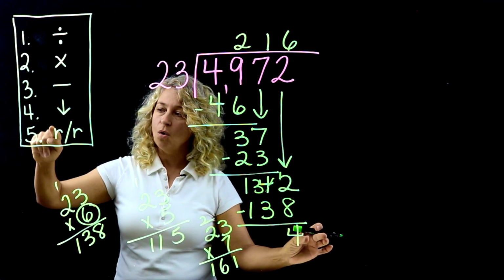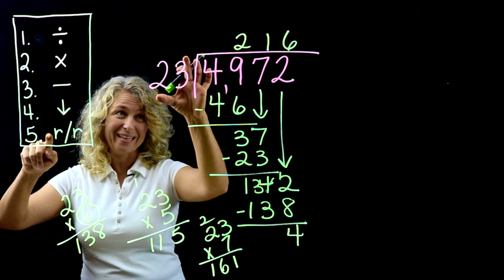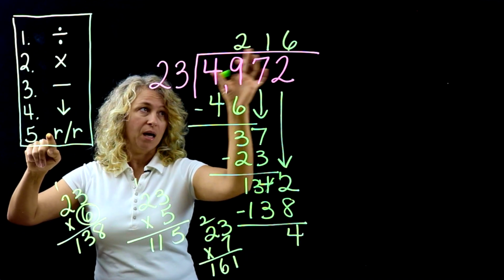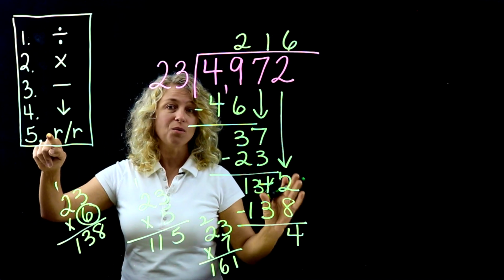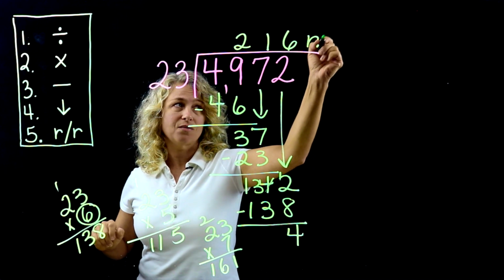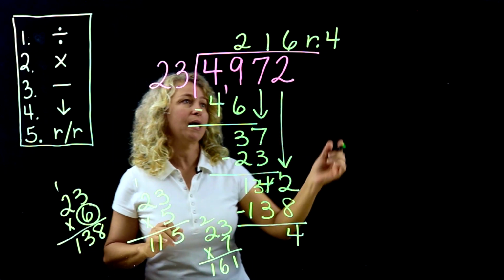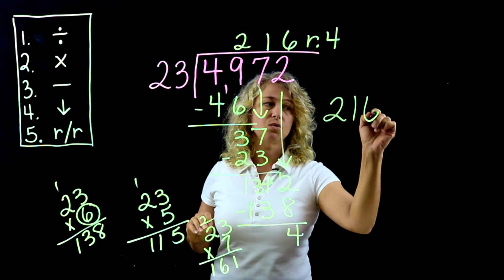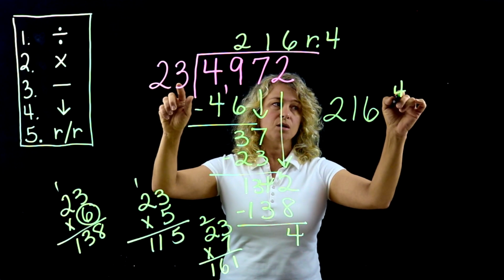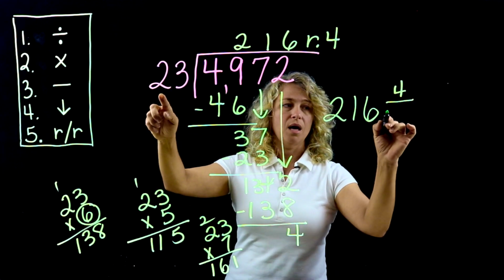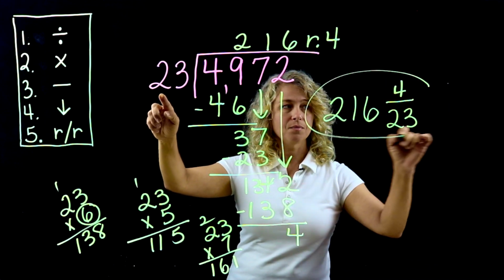Okay, so here we are, repeat or remainder. 4 is certainly smaller than the divisor, isn't it? And we have a number above every number in the dividend, so we know without a doubt that this is our remainder. And again, we can write this in a different way. If you want to write your quotient as 216, and as a fraction, you can put the 4 as your numerator, and the divisor is always your denominator.